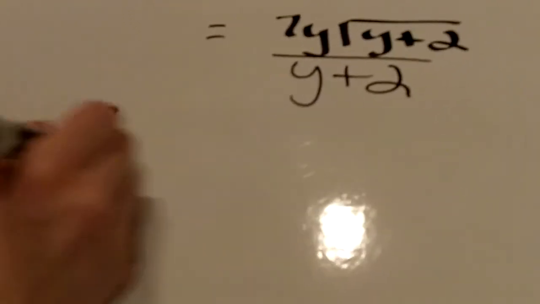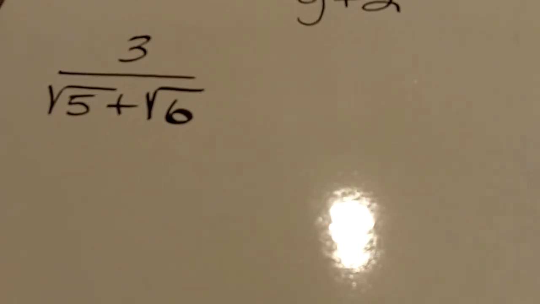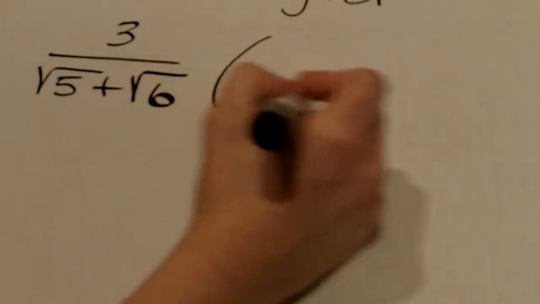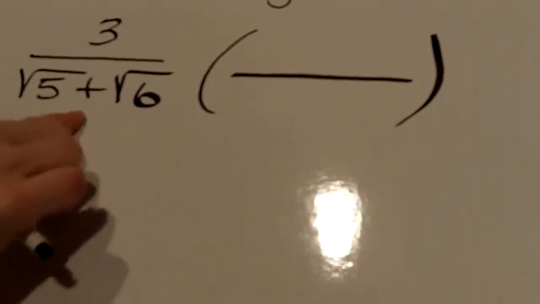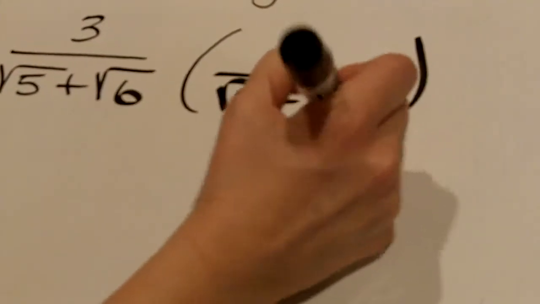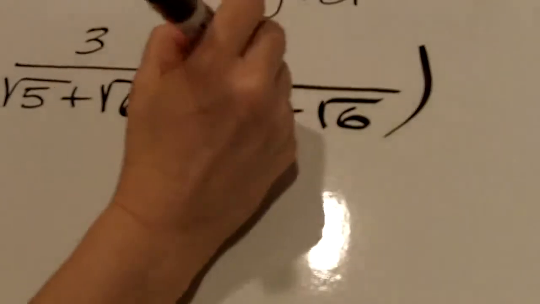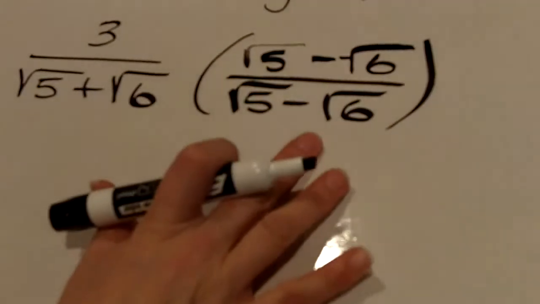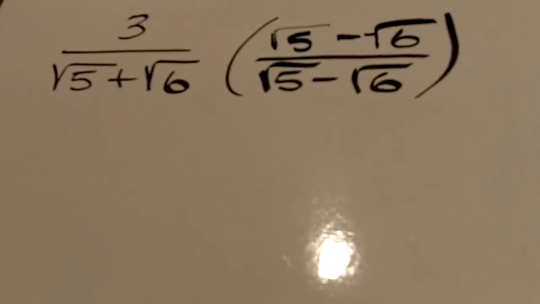If your denominator is a binomial, then in order to rationalize the denominator, you need to use the conjugate. The conjugate looks like the same radicals with the opposite sign in between. So this would be the square root of 5 minus the square root of 6, and that's the conjugate of the square root of 5 plus the square root of 6. But we need to make it the number 1, so we'll put that up top also. Multiplying by the number 1 will help rationalize this denominator without changing its value.